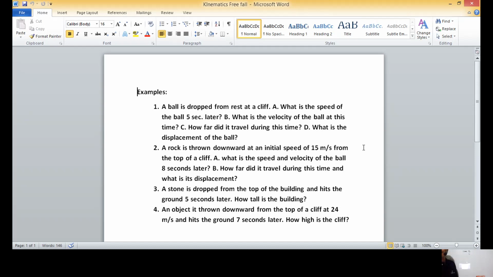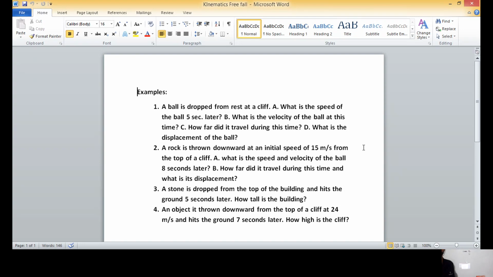Okay, so number 2, the problem states that a rock is thrown downwards at an initial speed of 15 meters per second from the top of the cliff. A, what is the speed and velocity of the ball 8 seconds later? And B, how far does it travel during this time?